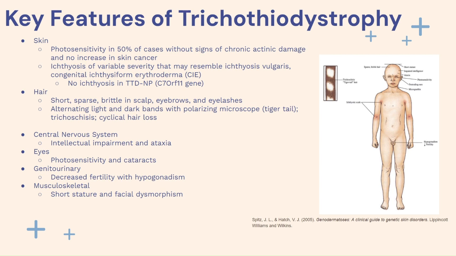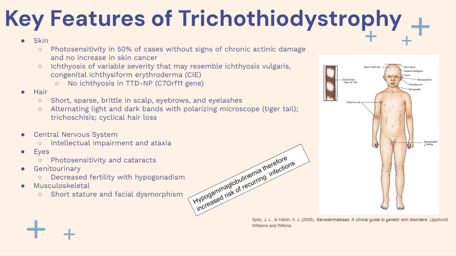Central nervous system is involved. Eyes: photosensitivity, cataracts. GI and GU: decreased fertility and hypogonadism. MSK: short stature, and facial dysmorphisms are also noted. Key thing here also, hypogammaglobulinemia is noted. Therefore, there is an increased risk of infections with this as well.